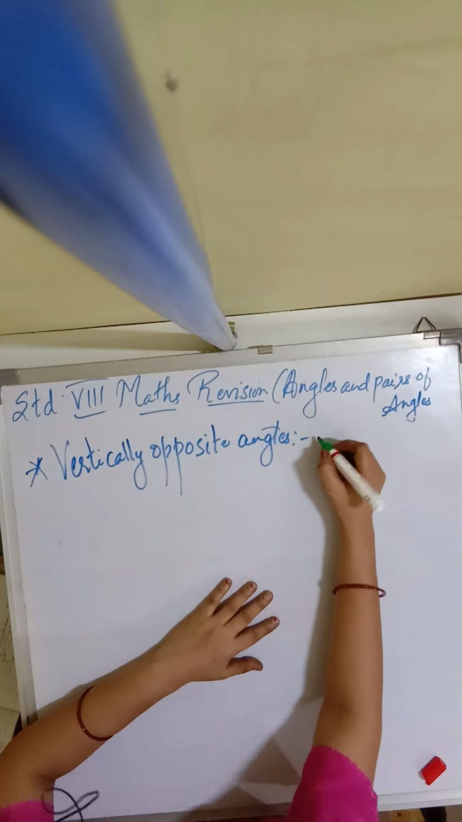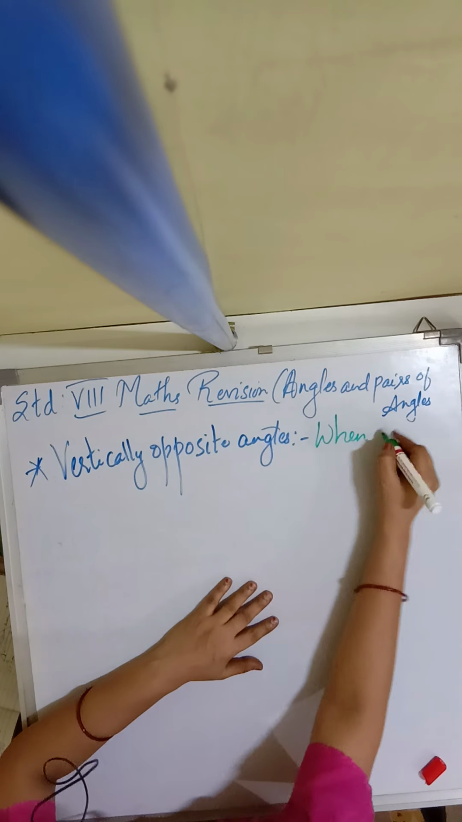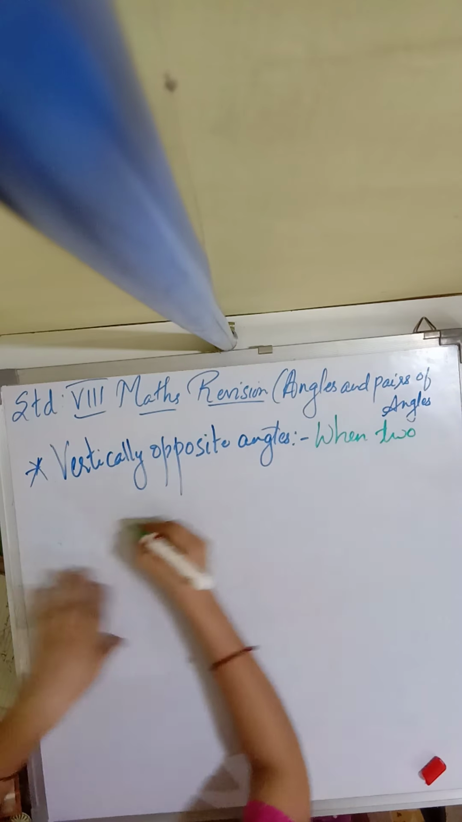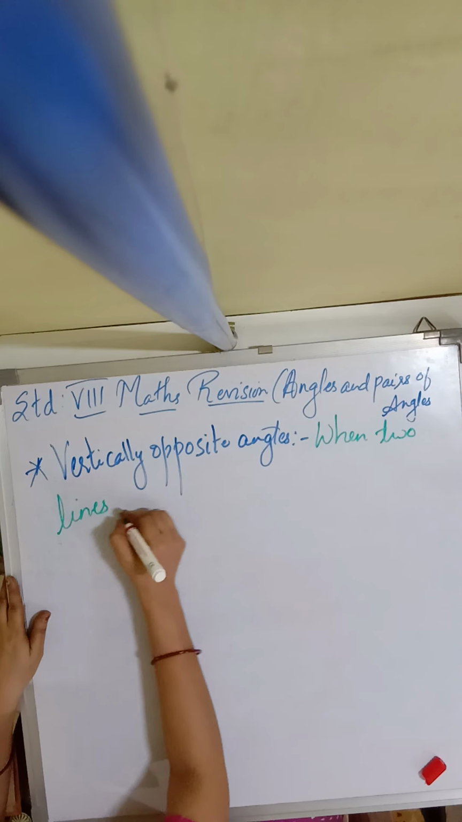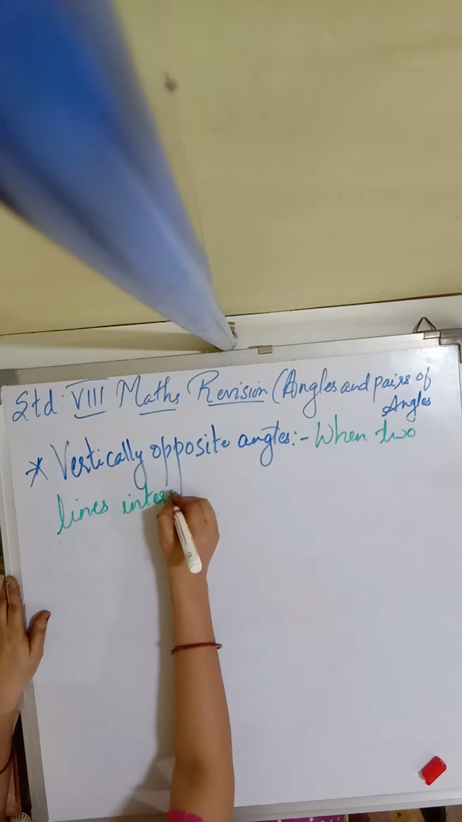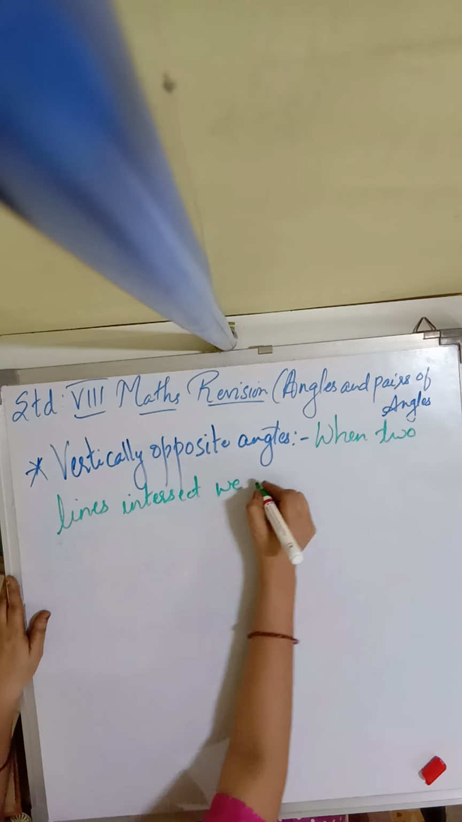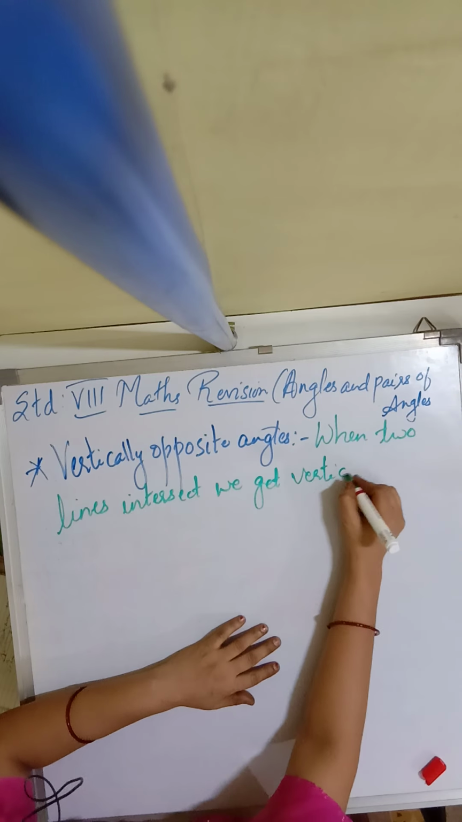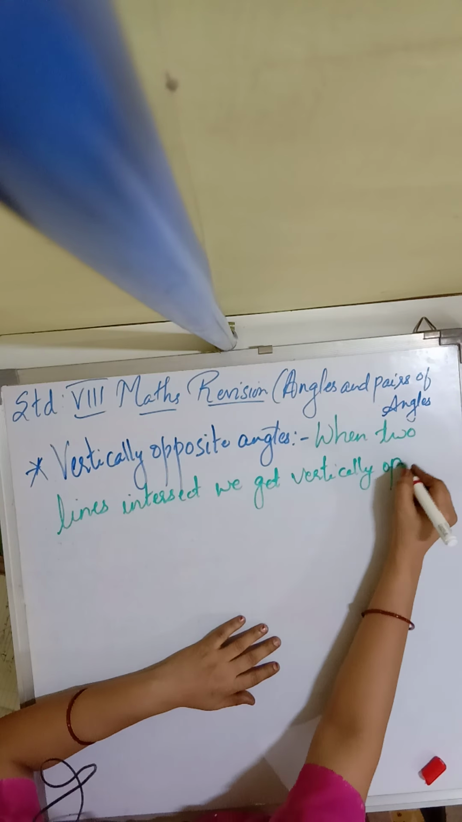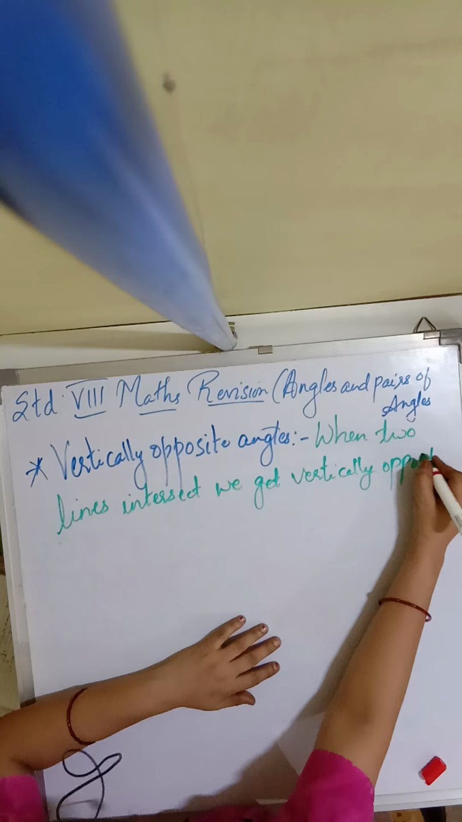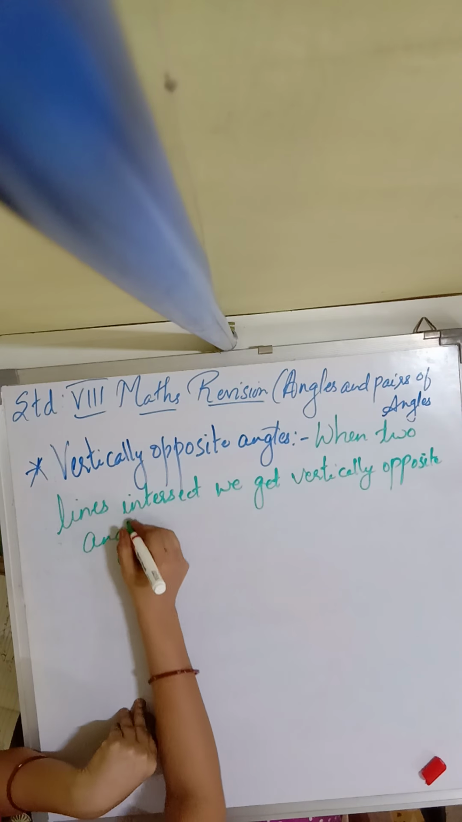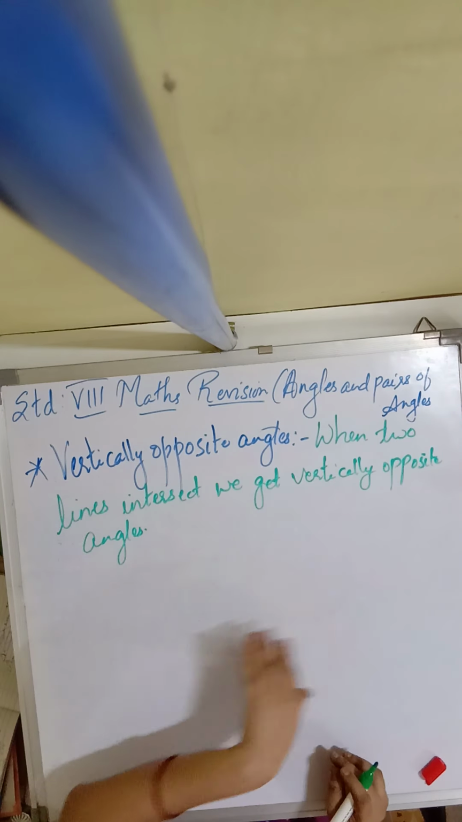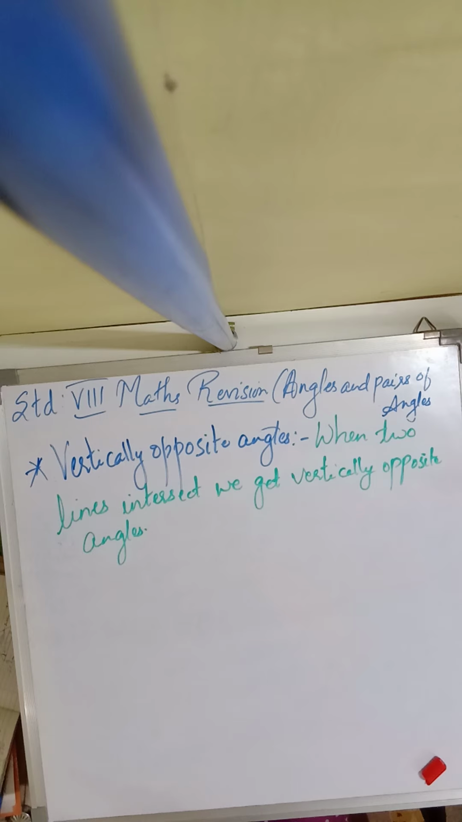So you can write here the definition: when two lines intersect, we get vertically opposite angles. Okay children, when two lines intersect, we get vertically opposite angles.